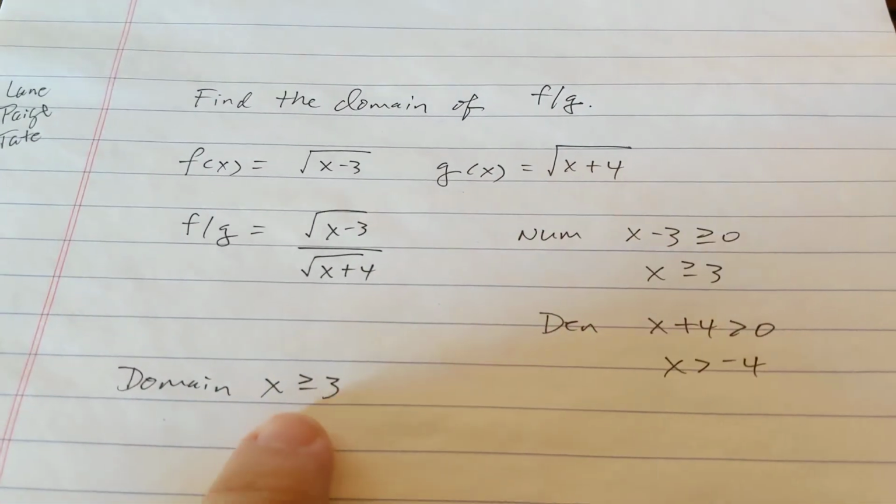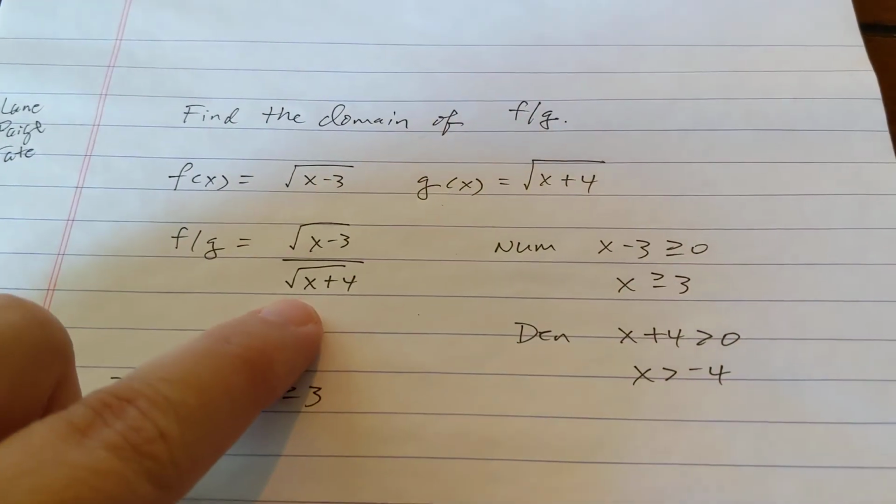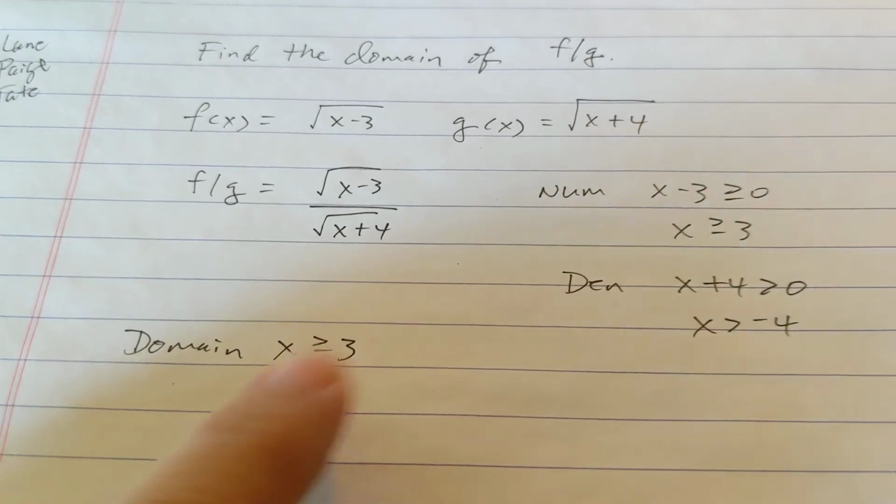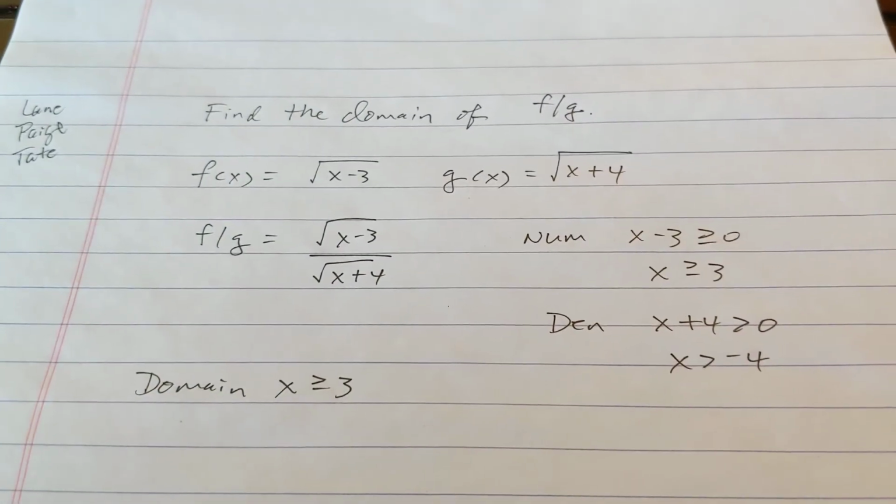So the domain of this entire division here is going to be x has to be greater than or equal to 3, and that will fulfill the conditions that are needed here.